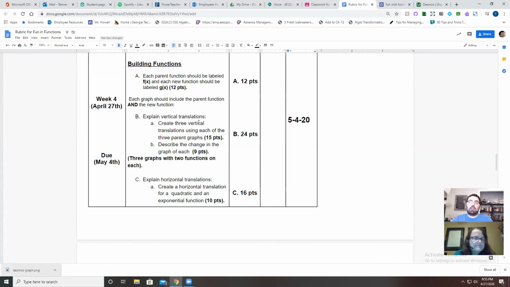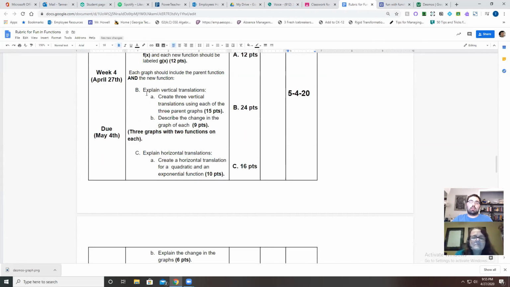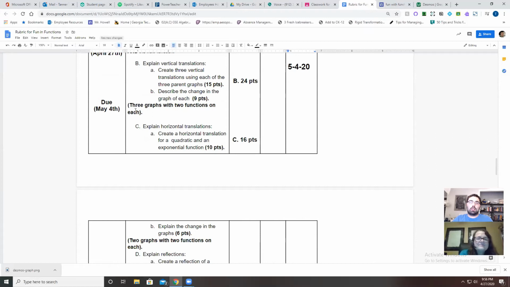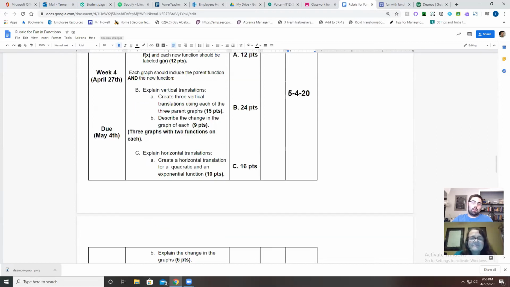But then down here, don't leave part B until you finish part B. It tells you to explain vertical translations. You should be doing that. That's what Ms. Livingston showed you. But down here in bold, it also tells you should have 3 graphs with 2 functions on each. So if you don't, already you did something wrong. So make sure you pay attention. There's no reason to lose points because you didn't bother to read something.